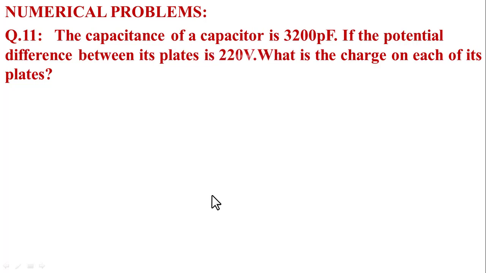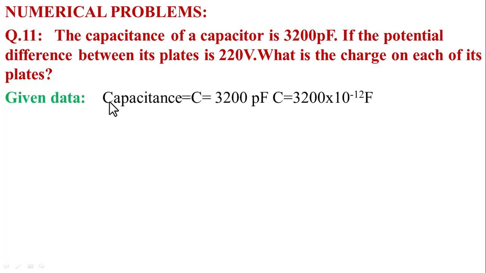Now move to the next numerical problem, question number 11. The given statement of question number 11: the capacitance of a capacitor is 3200 picofarad. If the potential difference between the two plates is 220 volt, what is the charge on each capacitor? Here we can find the charge on each capacitor.